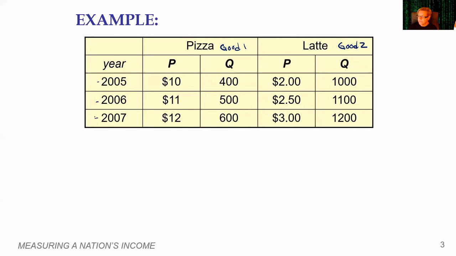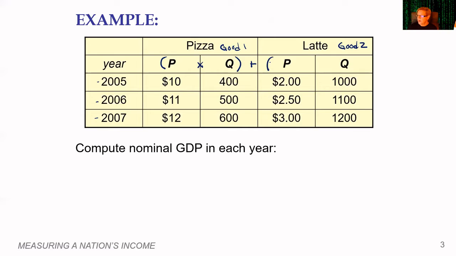We have 2005, 6, and 7. At this point, everything is expressed in nominal, but let's show you how to calculate nominal. So we're going to compute nominal in each year because that's the first thing that you always want to do. Essentially, we're going to take the price of pizzas times the quantity. We're going to add that to the price of lattes times the quantity. If we had other goods, we would continue to do that. And then we're going to sum them up for each year that we're given.